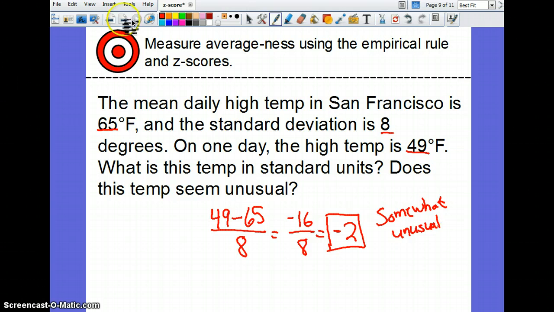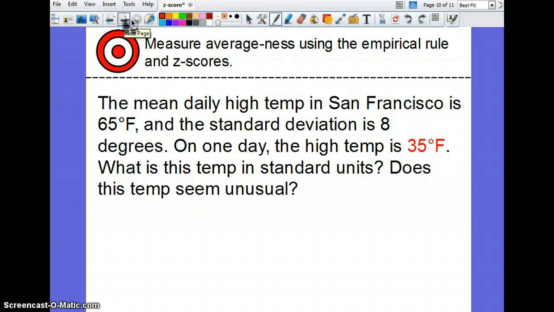Okay. Let's try this one on. So this is the same thing, except for now my high temp is 35 degrees. Already we can say, okay, if 49 was a little unusual, then 35 should be pretty unusual, right? So let's go ahead and calculate the standard deviations, the z-score, the standard units, in order to have a complete idea of what that's going to be. Okay. So z is going to be my x minus my x bar, which is 65, divided by my standard deviation, which is 8.